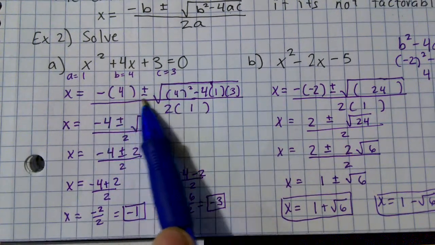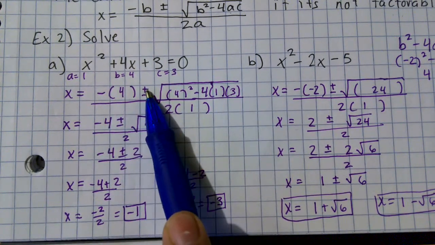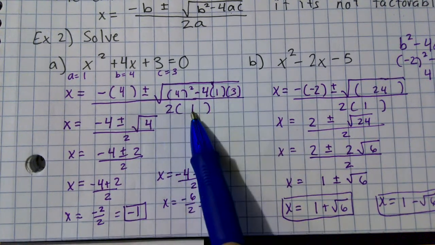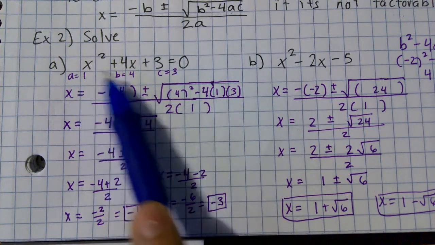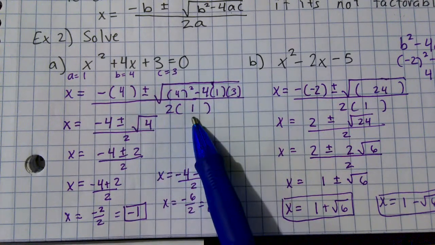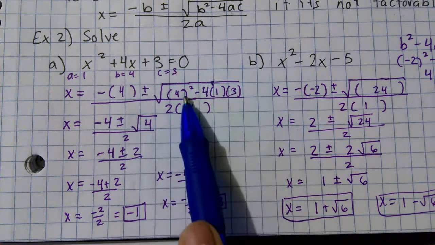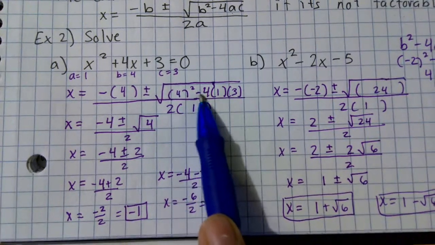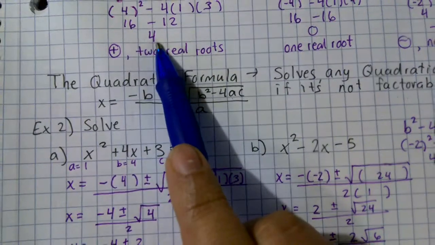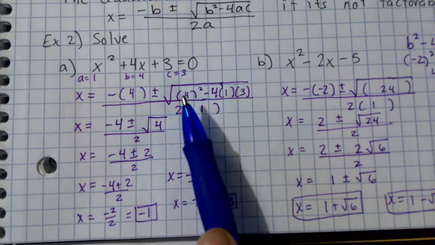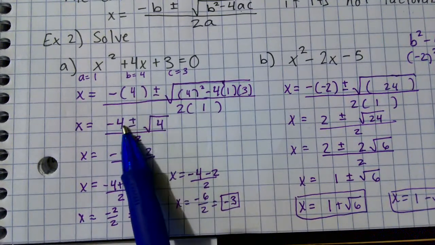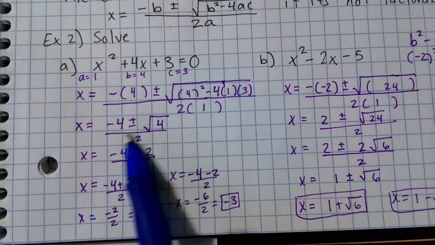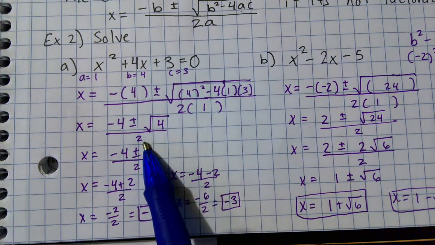Here is the quadratic formula: negative b plus or minus the square root of b squared minus 4ac, all over 2a. So we plug in our a, b, and c in the corresponding spots of the formula, and we simplify. Earlier, we did the discriminant, b squared minus 4ac, and we got that it was 4. So we're going to do negative 4, plus or minus the square root of 4, divided by 2 times 1, which is 2.